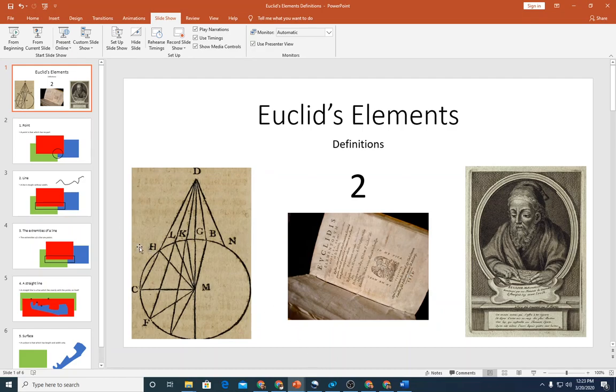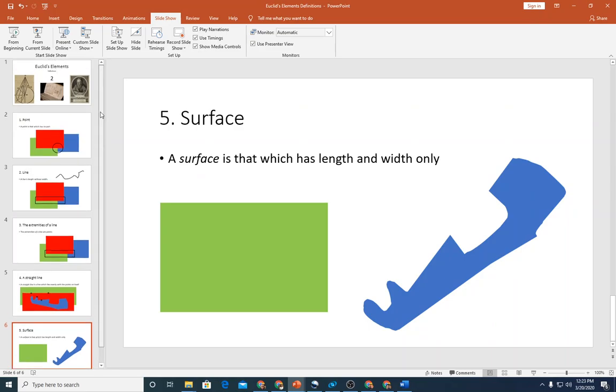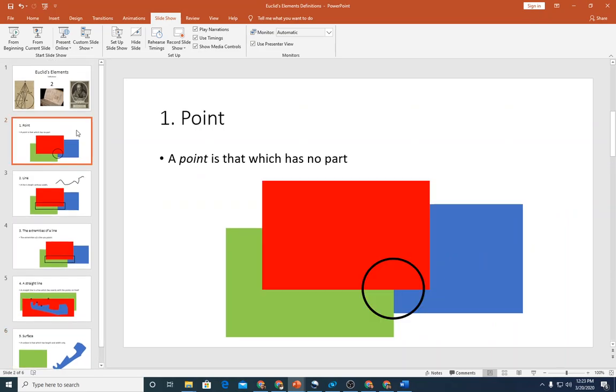All right, so now it is time to move on from definition 5, surfaces, to definitions 6 through 10. But first, some quick review. You will remember from our last lesson that a point is that which has no part. So here is my point. That is, a point is, in other words, location without extension. That's a fancy way of saying location without length, width, or depth.